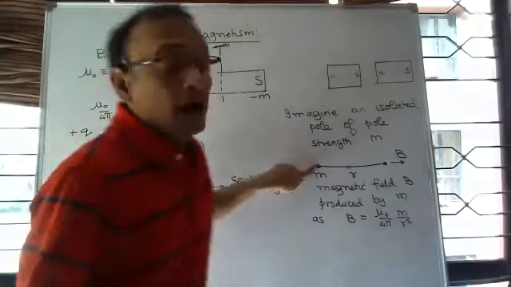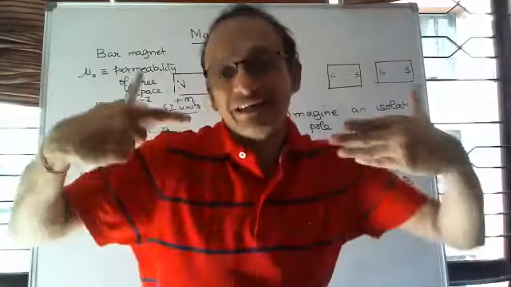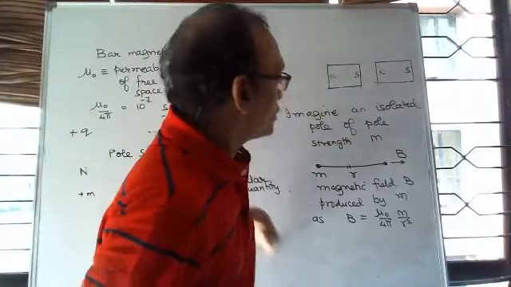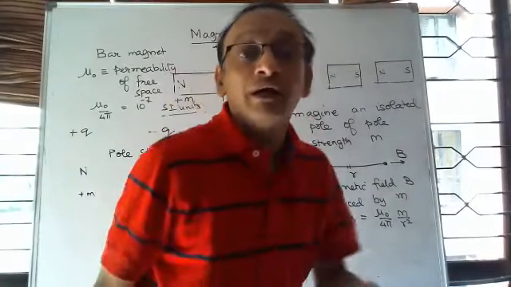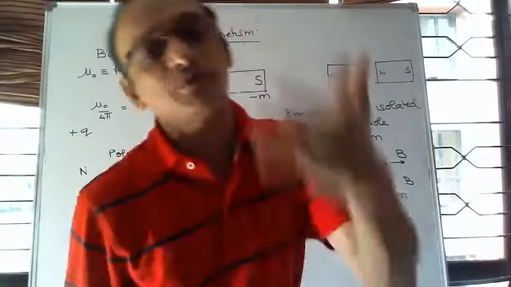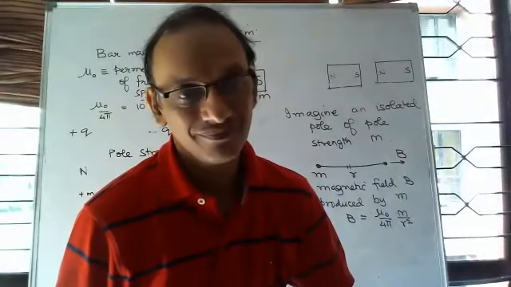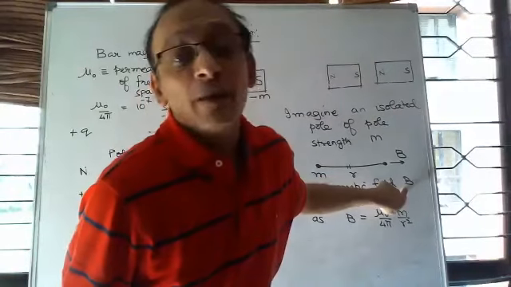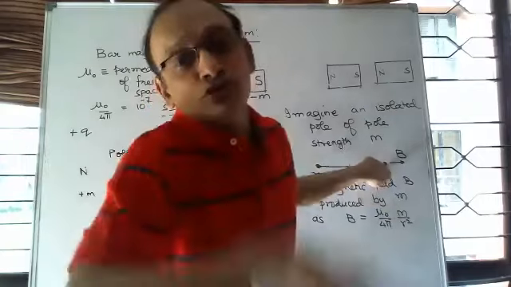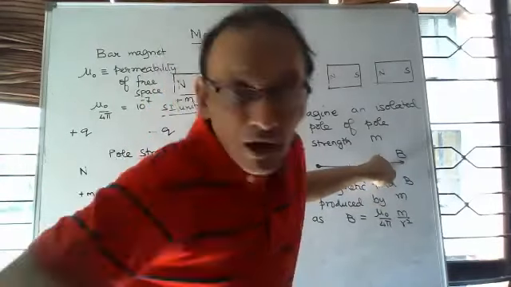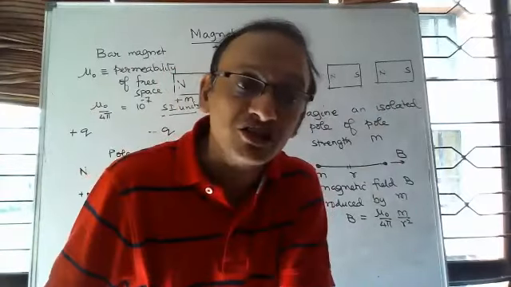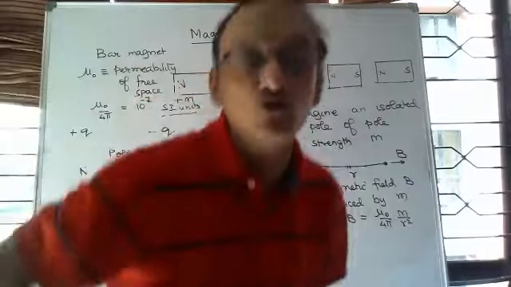Now, a pole can produce a magnetic field. What does a magnetic field do? If in this region, this pole has produced a magnetic field, then another pole placed anywhere in that region will experience a force. B at this point is the force experienced per unit pole when placed at this point.